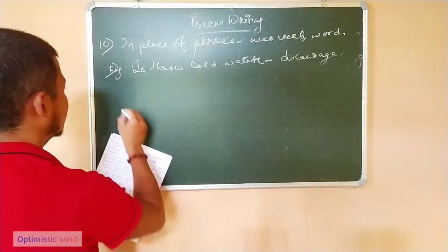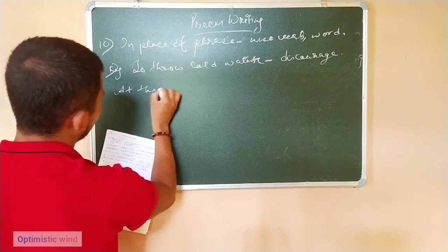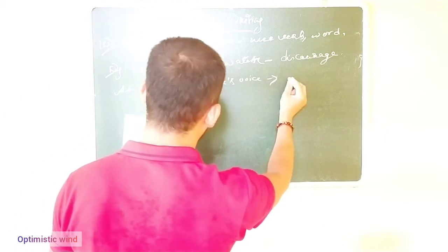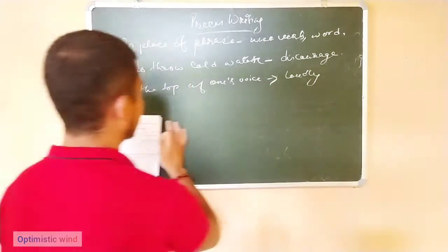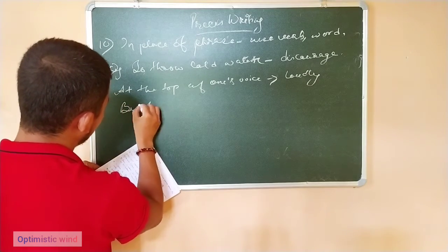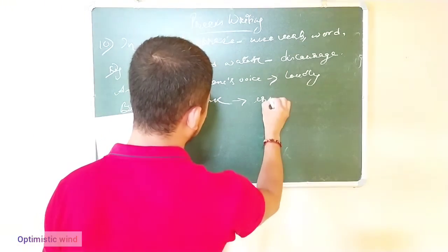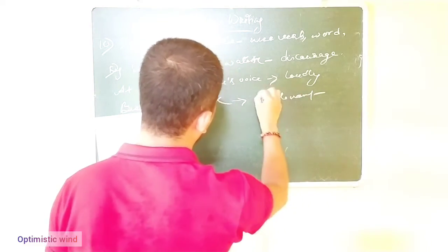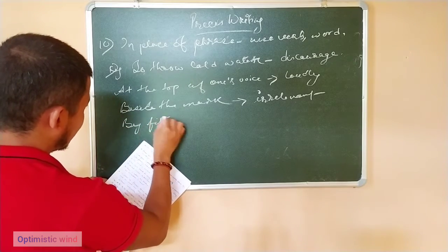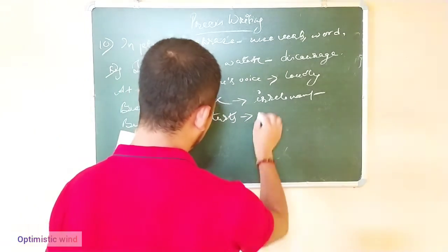So it can be written as discourage. Another example: at the top of one's voice, so it can be said as loudly. Or beside the mark, it can be written as irrelevant. By fits and starts, it can be written as irregularly.